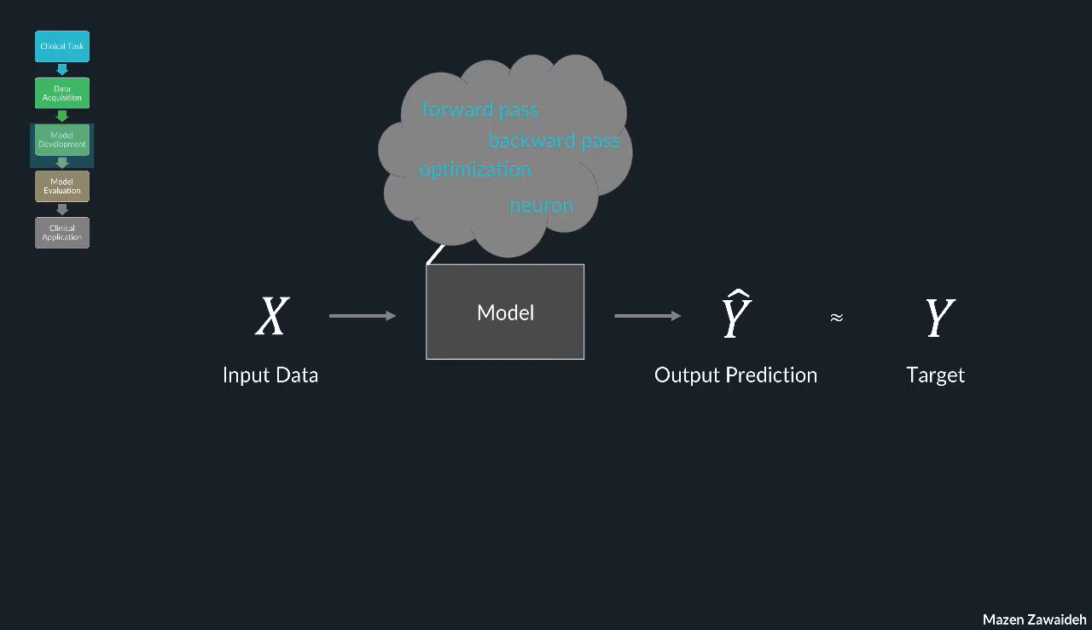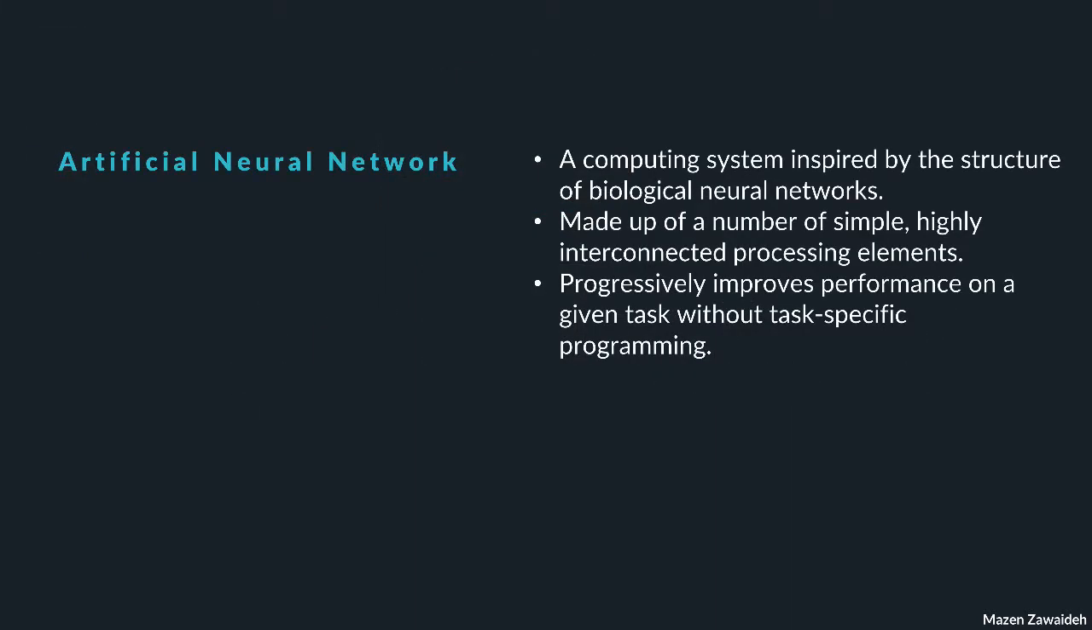First off, how do we define a neural network? A neural network is a computing system inspired by the structure of biological neural networks. It is made up of a number of simple, highly interconnected processing elements, which we will call nodes. The purpose of this computing system is to progressively improve performance on a given task without task-specific programming.